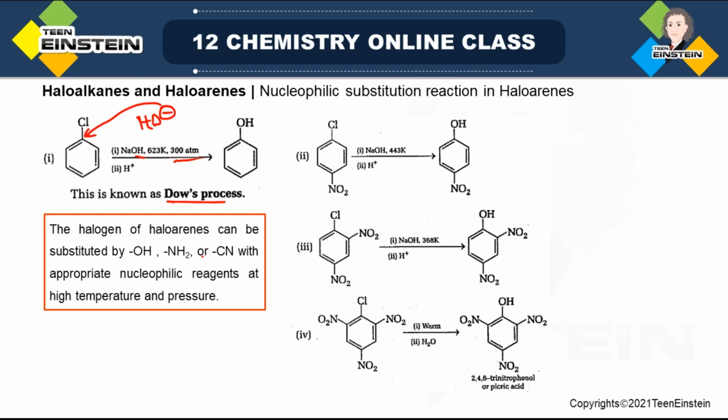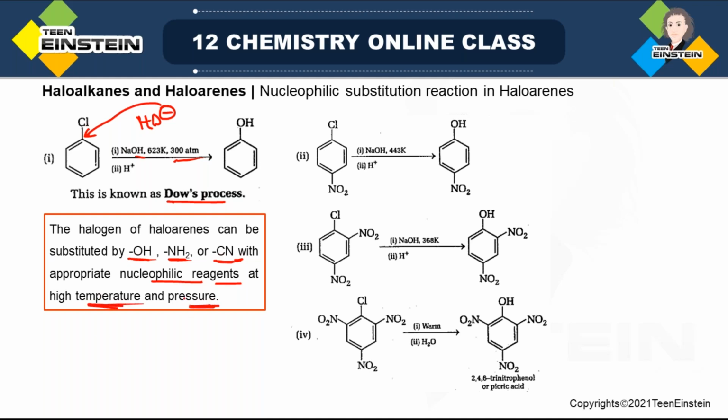The halogen of haloarenes can be substituted by OH, NH2 or CN. All these are basically the nucleophile, which will be attached with an appropriate nucleophilic reagent. So if you want to replace Cl or a halogen with OH, you can use KOH or NaOH. If you want to replace it with NH2, then you can use ammonia. If you want to replace it with CN, you can use NaCN or KCN. So you can use different types of nucleophilic reagents, but remember the condition must be drastic.